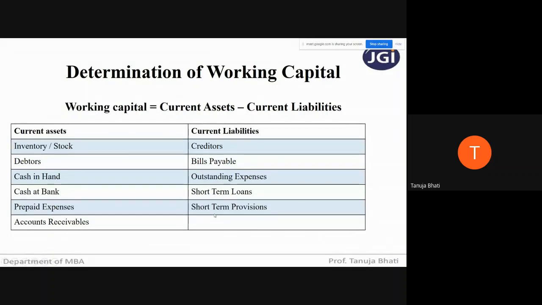So students, when any problem is given, you should first be able to segregate what are the current assets and what are the current liabilities, take the total, subtract the two, and you get the working capital. So it is very important for you all to know the meaning of current assets. Current assets are those assets that can be converted into cash within a period of 1 year. And current liabilities are those which are repayable within a period of 1 year.